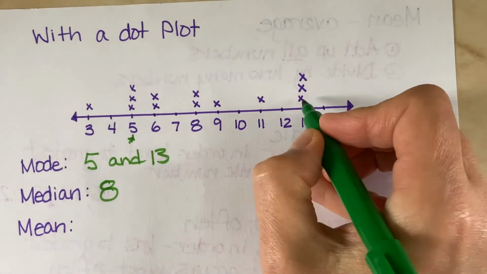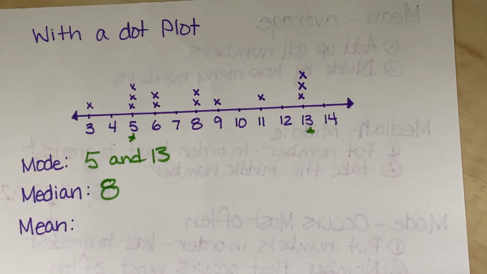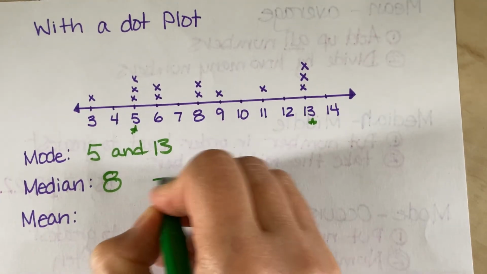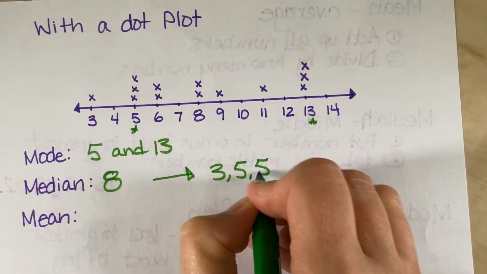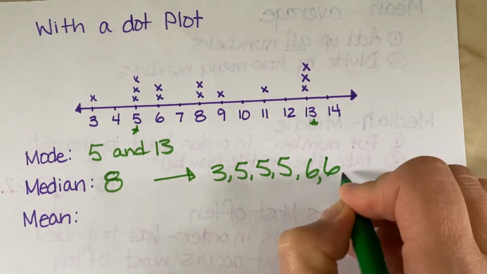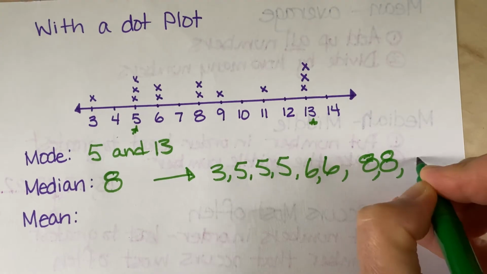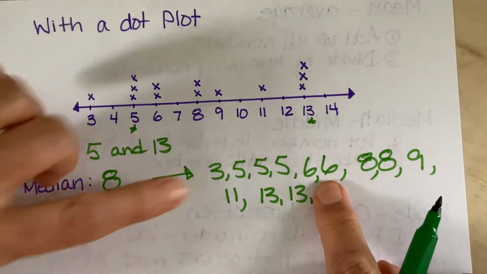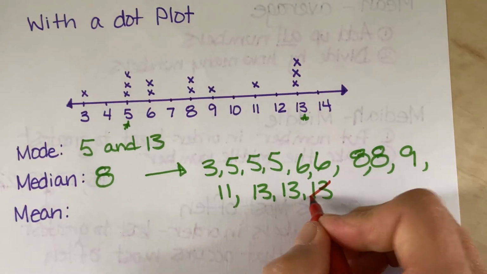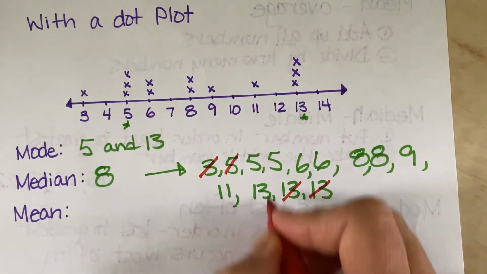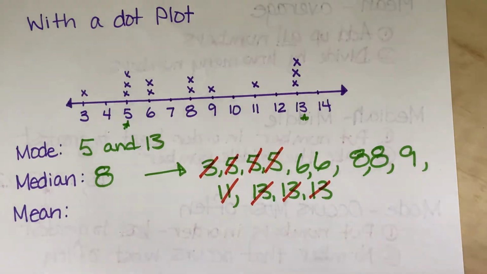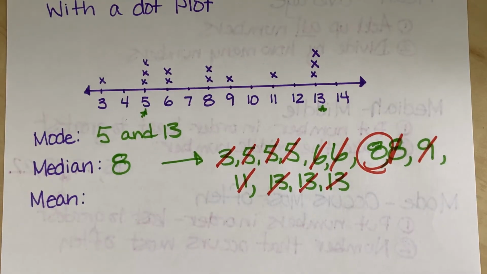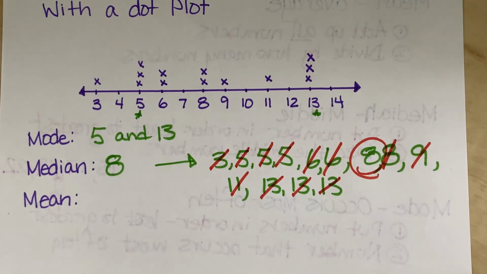Really all I did is I said this X went with this X, got rid of them. If I wanted to list out these numbers, which I'm going to do for the mean, I could do that in order. I'd say 3, 5, 5, 5, 6, 6, 8, 8, 9, 11, 13, 13, 13. And then this 13 goes with this 3, high, low, and I was left with 8. So I could do that both ways. I can just cover up the X's, or I could list out the numbers.